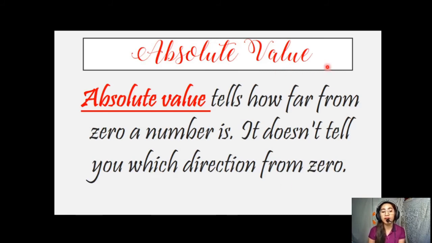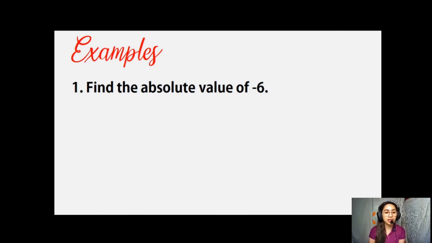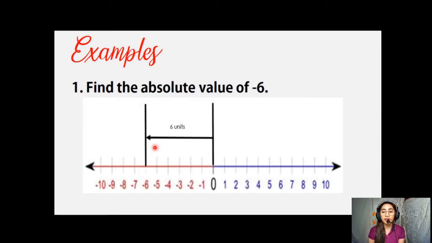When we say absolute value, it tells how far a number is from 0. It doesn't tell you which direction from 0. Or sa madaling salita, all the numbers are positive. Okay, so let's have the example. Number 1. Find the absolute value of negative 6. So I have here the representation na from 0, dahil negative 6 siya, hahanapin natin yung negative 6. Pumula kay 0 hanggang kay negative 6, ilang steps or ilang units ang meron tayo? So 1, 2, 3, 4, 5, 6. So the absolute value of negative 6 is positive 6.